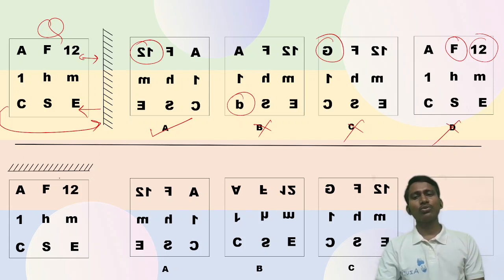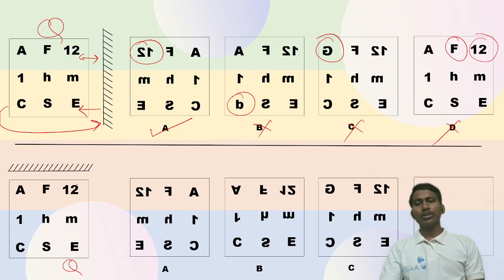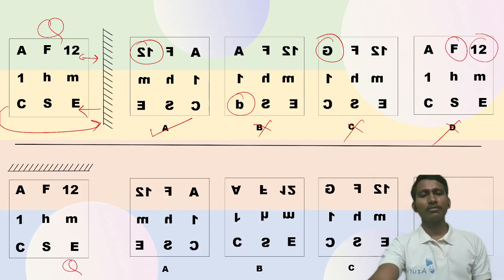Okay, now let us go to the next question, that is this question. This is the question. So what we have to do, we have to flip upside down. So here A is there, so near the mirror will be A. So what will be the answer? Can anyone tell?